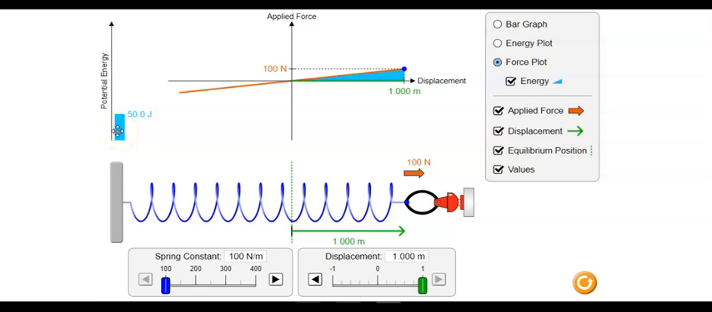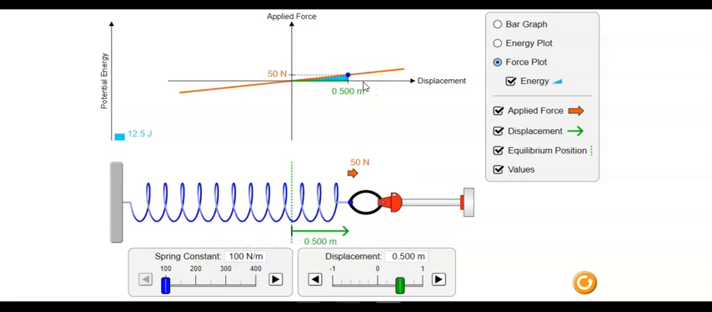Let's do some quick calculations to show you that the math works. The first quick calculation we'll make is the spring constant K. Here I have it set to 100 newtons per meter. So let's verify. If K equals F divided by X, we have 100 newtons divided by a 1 meter extension, 100 newtons per 1 meter. And that is correct. The spring constant is 100 newtons per meter.